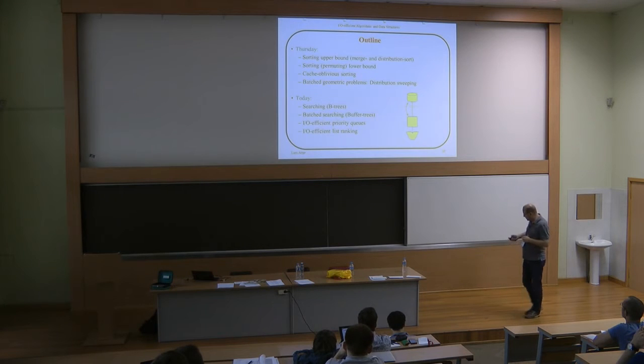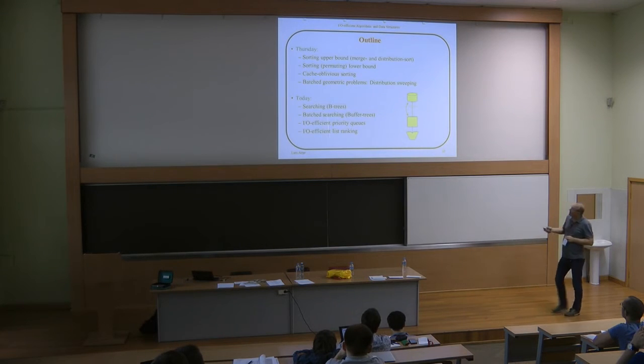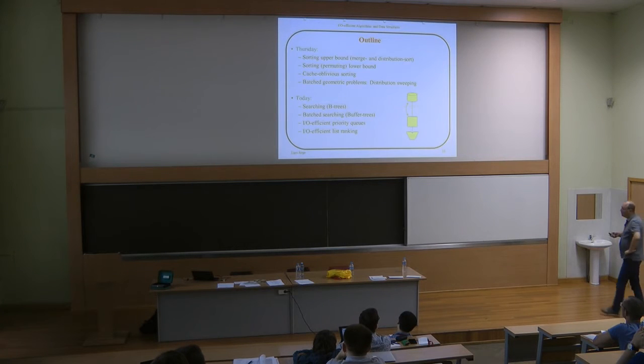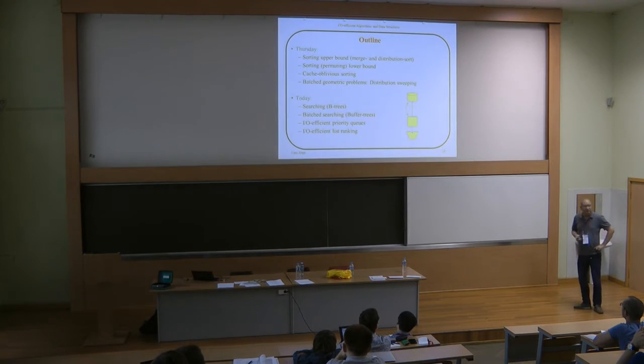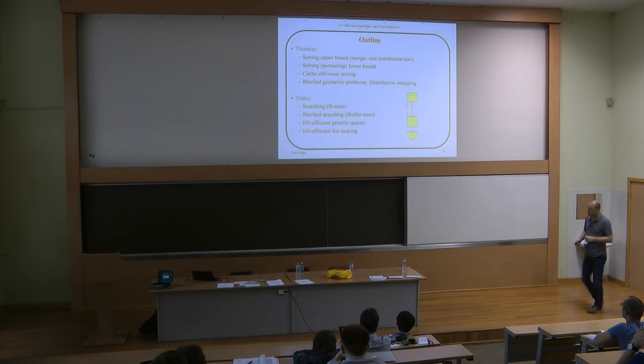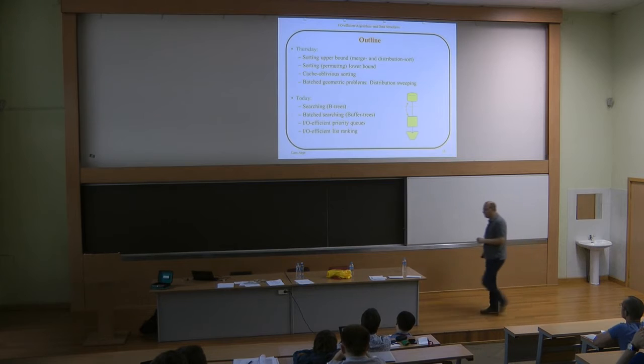So here's what I'm going to do today. I'm going to continue and talk about going from sorting to searching, doing B trees, batch searching with buffer trees, talk about priority queues, and then show you how to actually use this priority queue on a particular problem, namely the one that I talked about way in the beginning, the simplest graph problem, if you like: list ranking.